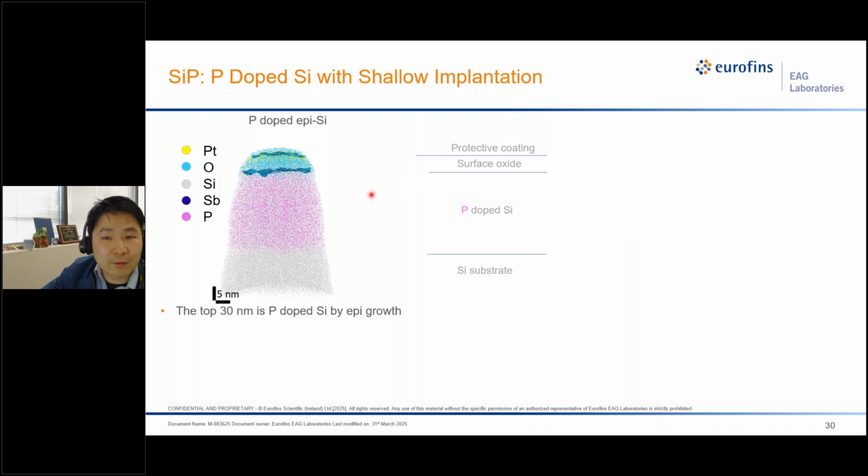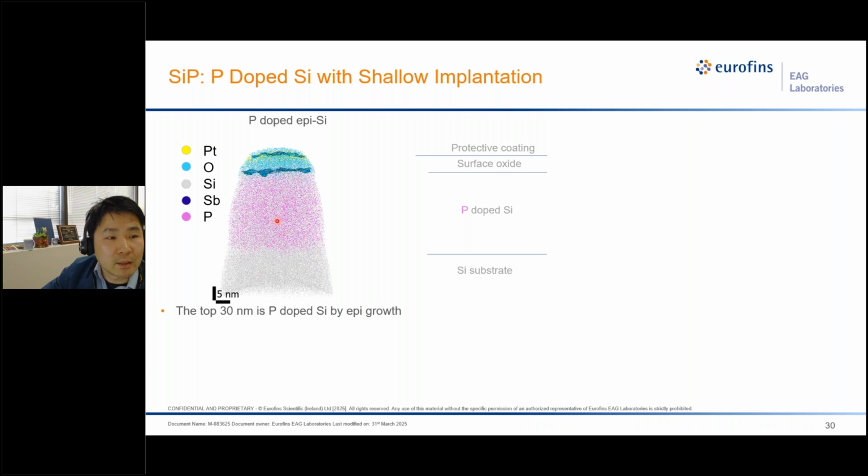So the sample we have contains a 30 nanometer thick epitaxial silicon phosphide on a silicon substrate. And in the map acquired from the top down, you can see we have a protective layer on the top. We have a 5 nanometer thick native oxide on the surface. Then below that is the silicon phosphide region with phosphorus showing in purple.